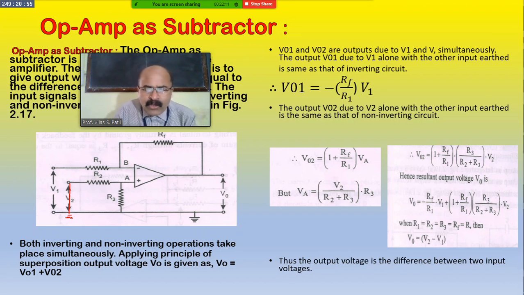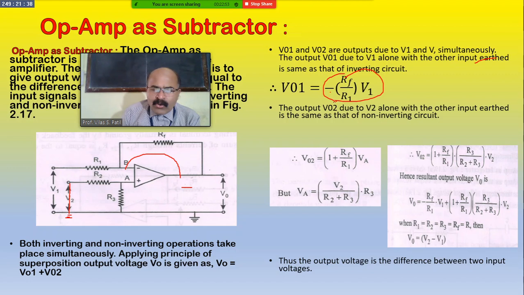At that time, we know the output here is inverting, so there is a minus sign. The output will be minus RF divided by R1 into V1. Why minus? Because the input voltage at the inverting terminal and the output voltage are out of phase. Hence, the minus sign comes here. And minus RF divided by R1 into V1 is V01.